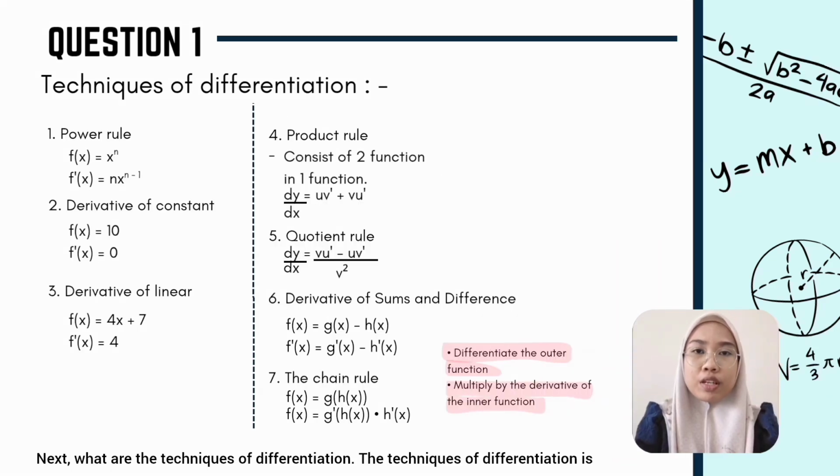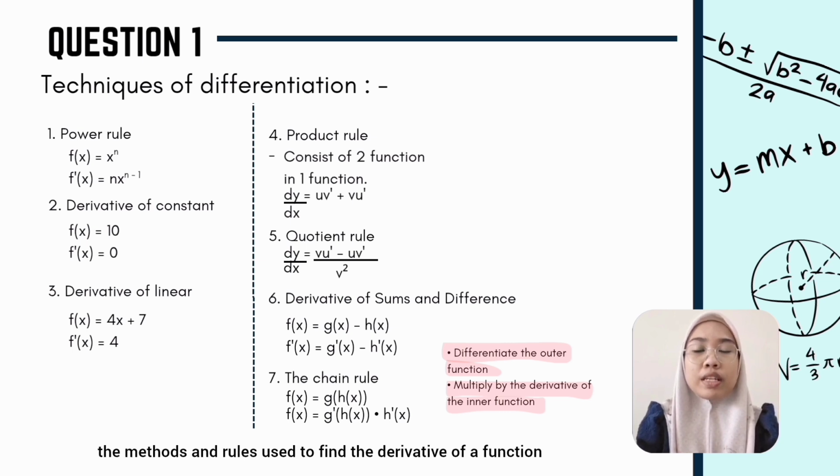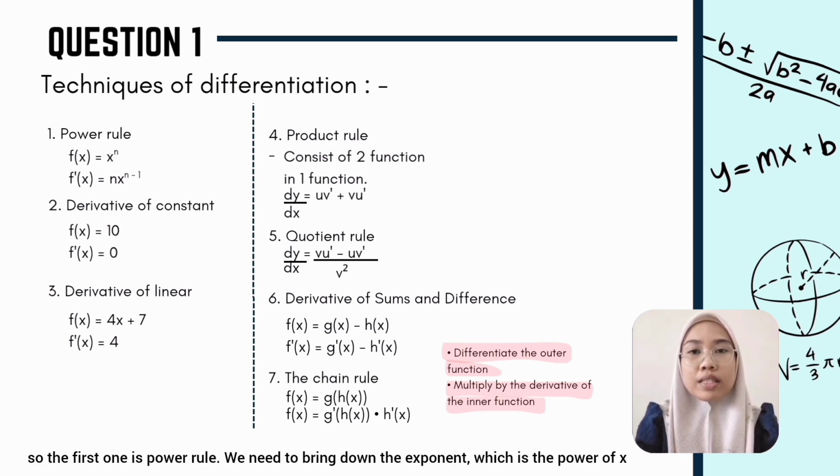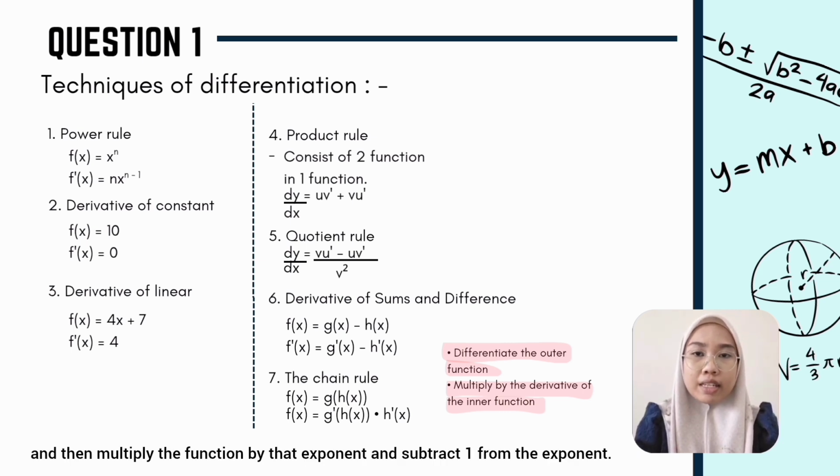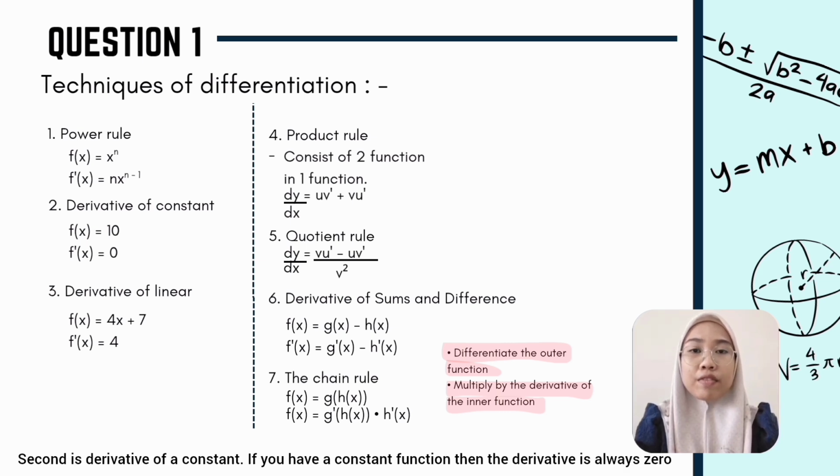Next, what are the techniques of differentiation? The techniques of differentiation are the methods and rules used to find the derivative of x. So the first one is the power rule. We need to bring down the exponent, which is the power of x, and then multiply the function by the exponent and subtract 1 from the exponent. Second is the derivative of a constant. If you have a constant function, then the derivative is always 0.